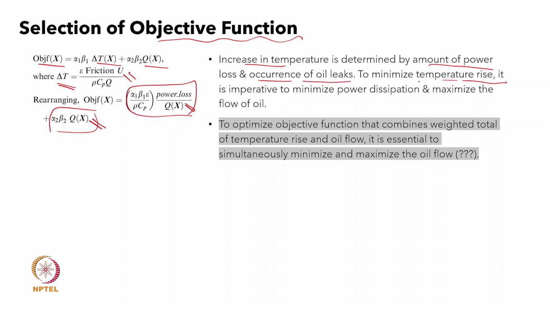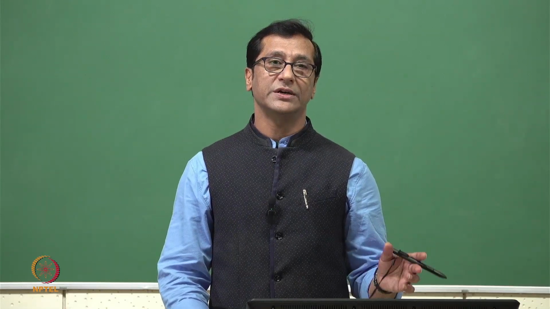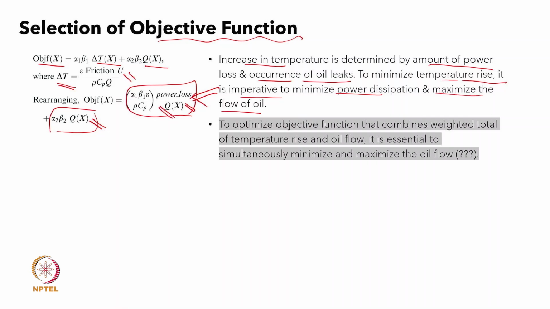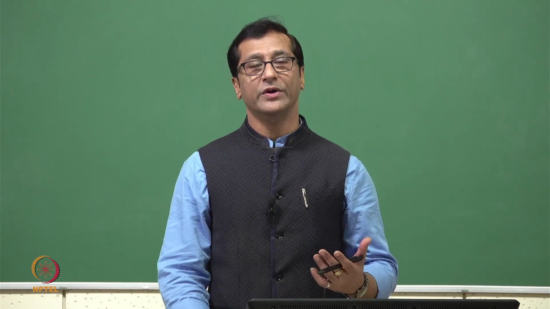To minimize temperature rise, it's imperative and necessary to minimize power dissipation and maximize oil flow. That's what has been shown here. In other words, we are writing a combination of functions, a multi-objective optimization. Here we are trying to maximize the oil flow and minimize the oil flow. These are two contradictory things which we are doing, which is not correct. And this is what really needs to be identified.